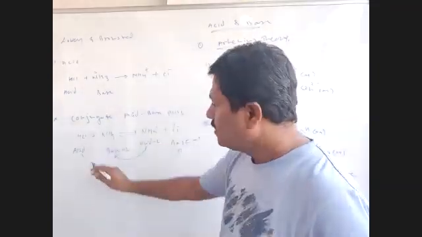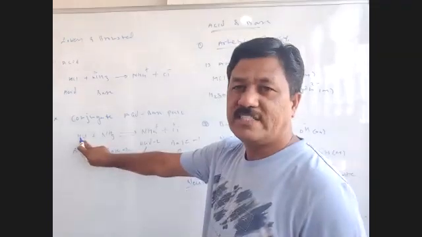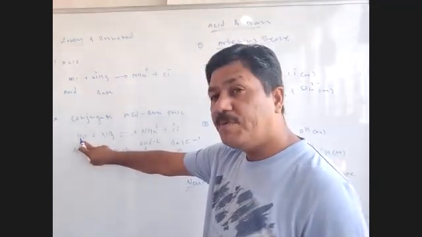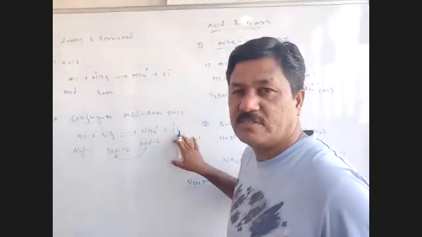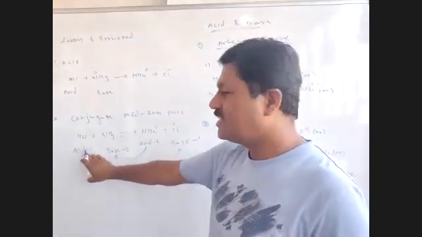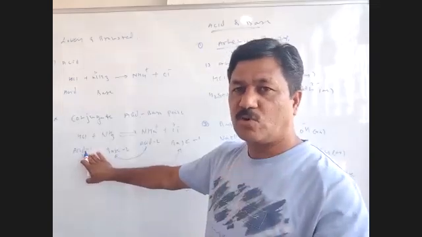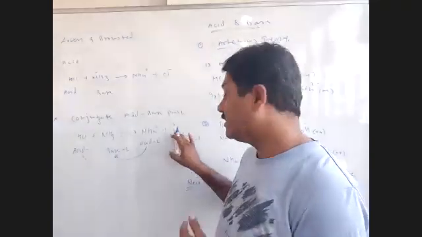How is it? See, this is the substance which is called HCl. HCl simply by donating a proton gets converted into Cl minus. That is, into the base. So this is the acid. Just by donating a proton it gets converted into a base, and this is the base.